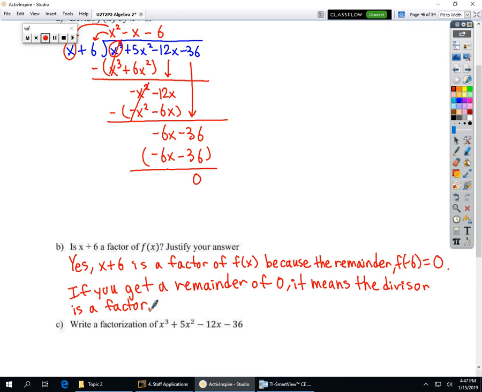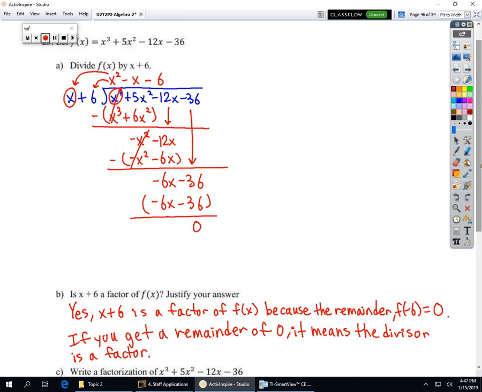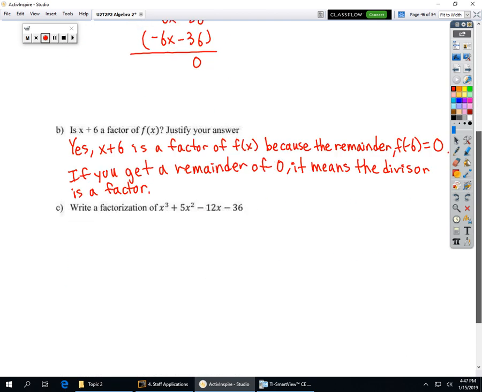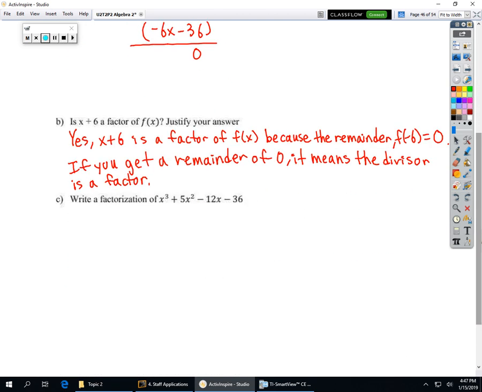C asks to write a factorization, meaning I want this to be written as a bunch of little pieces. Well, I divided by x plus 6, and I got this as my answer, meaning I can multiply these two to get that. So I already have a factorization. So let's write the two parts from A. So this whole thing is actually turning into this. So yeah, this times this does give you this.